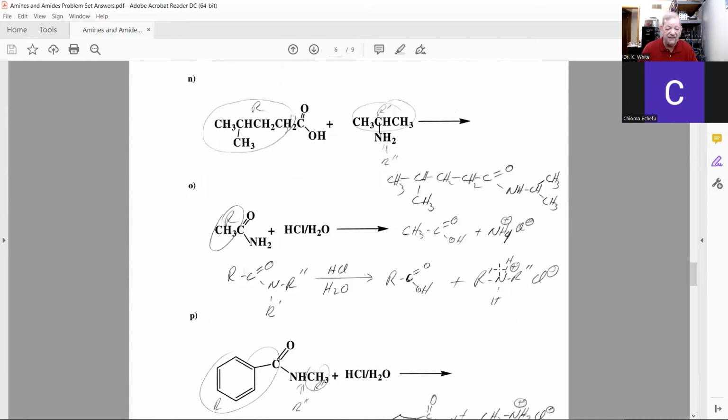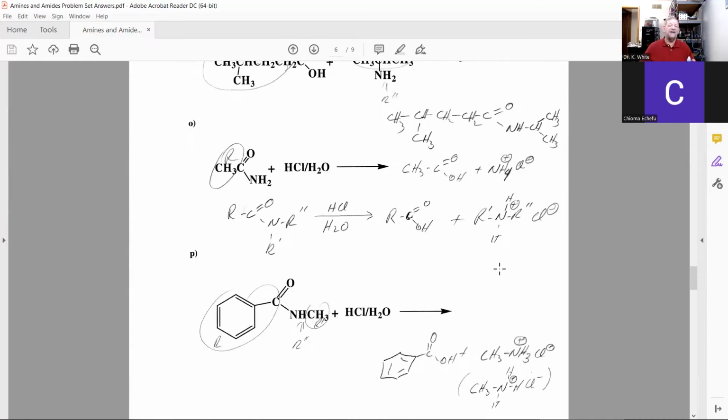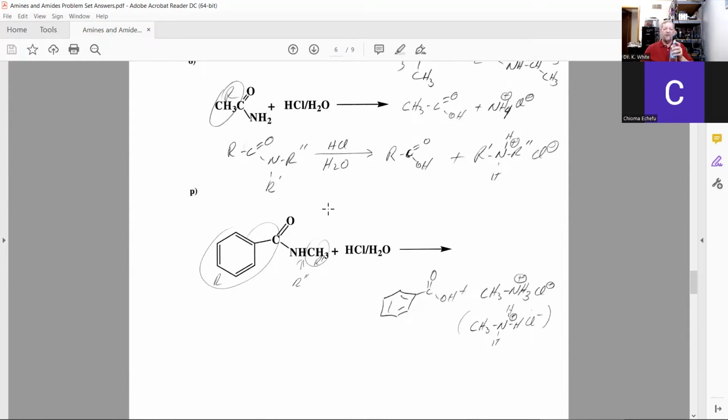I did it again. Well, I got a lot of them there. Now, if we look at O or P, what do we have? We have in both cases an amide. Remember, R prime and R double prime, one or both can be hydrogen. With HCl and water, you get back the carboxylic acid you would have used to make that amide, plus the amine salt of the amine you would have used to make that amide.